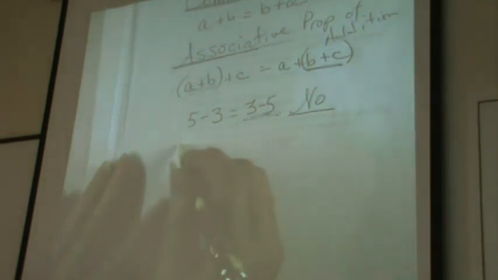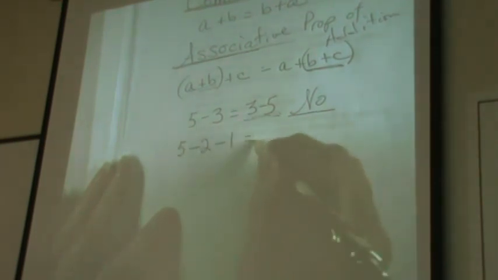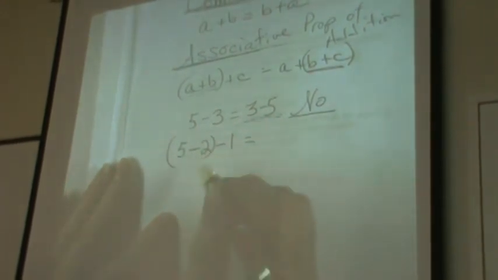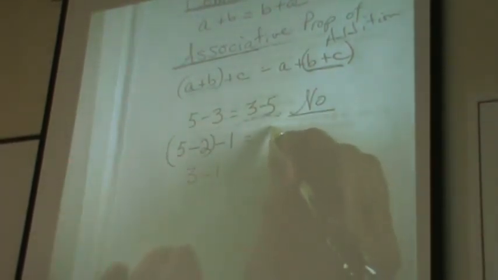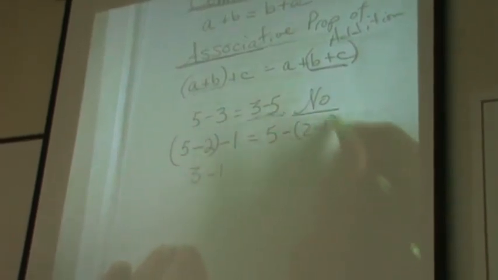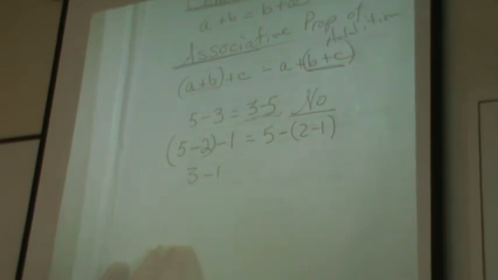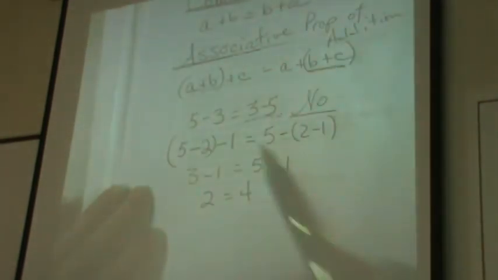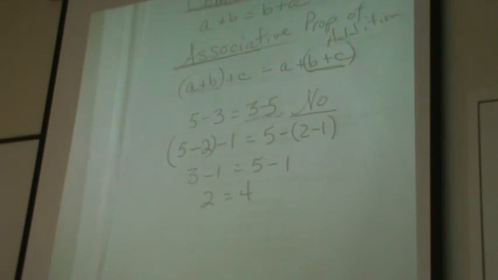Can you do it if you had 5 minus 2 minus 1? Is that going to be the same? If you did 5 minus 2, that would be 3 minus 1. Is that going to be the same as this if you change the parentheses? 5 minus, what is 2 minus 1? 1. 3 minus 1 is 2. 5 minus 1 is 4. No. You cannot use the commutative or the associative property in subtraction, okay? So I already answered one of your problems for you. You can use these same examples to show that it's not, or you're wrong, okay?